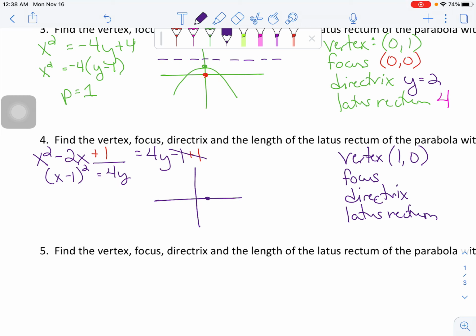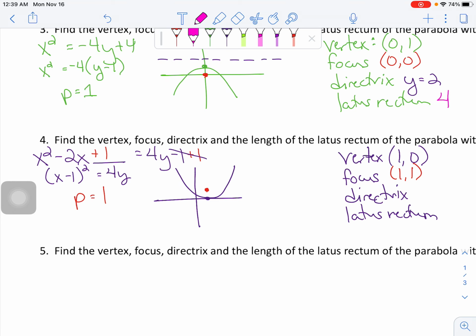Let's see, (1, 0). This is x squared and positive, so it's going to be concave up. So I'm going to move, well, let's see, focal distance here would be 1. So I'm going to move up 1 to get to my focus point, so that would be (1, 1). I don't know why I'm trying to write (1, 0), so it's (1, 1).